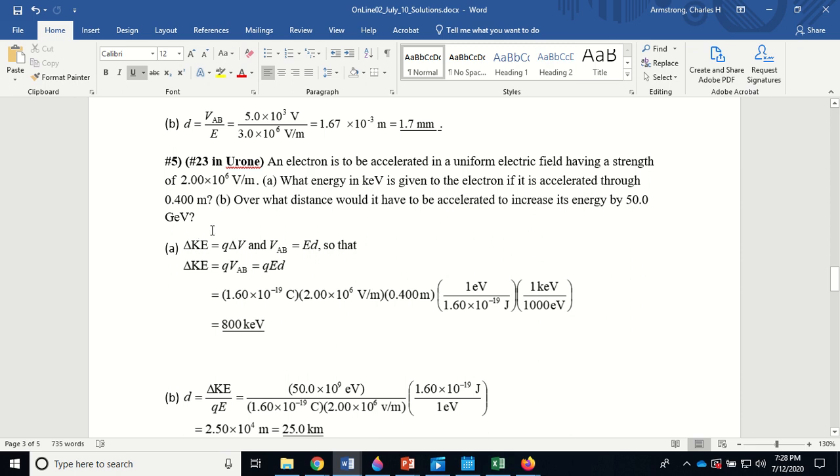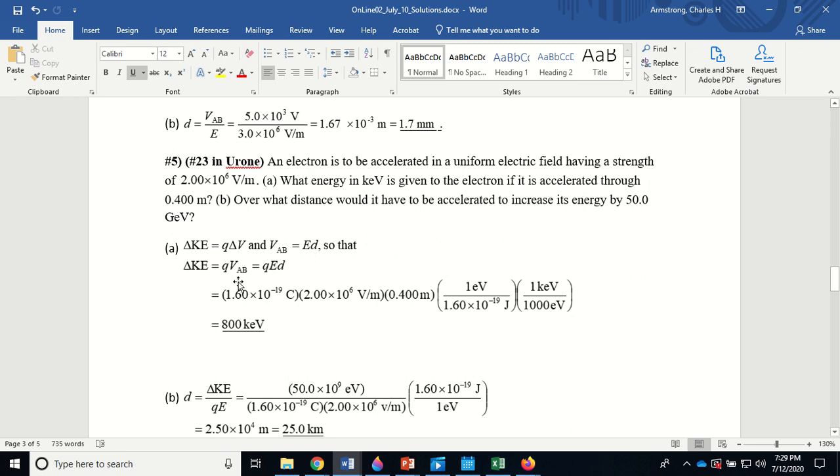So remember, the change in potential energy equals the change in kinetic energy. The decrease in potential energy is equal to the increase in the kinetic energy, which equals the charge times the change in the voltage. We've got that the volts between the two plates AB is equal to the electric field times D. So that change in the kinetic energy equals QVAB equals QED. We just plugged in ED for VAB.